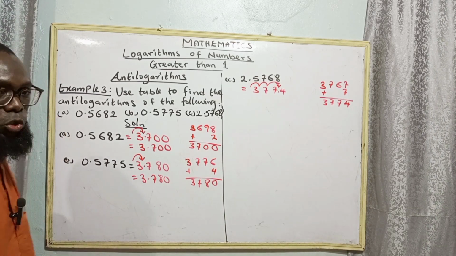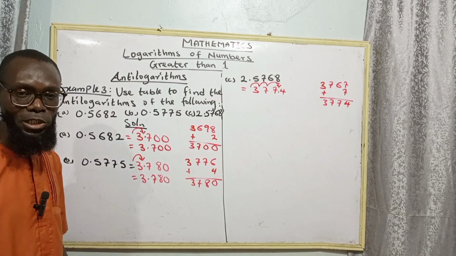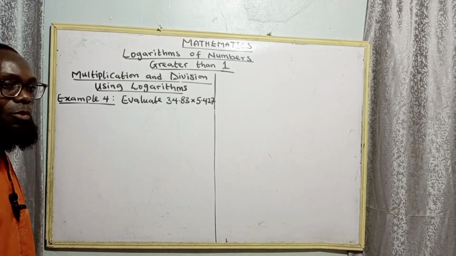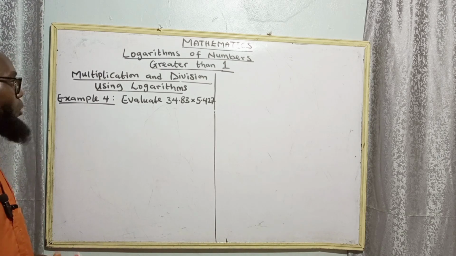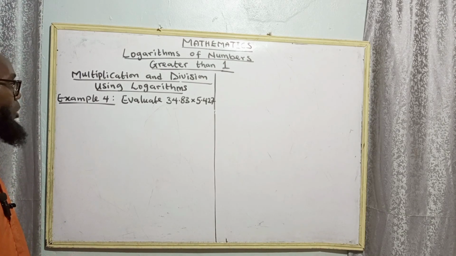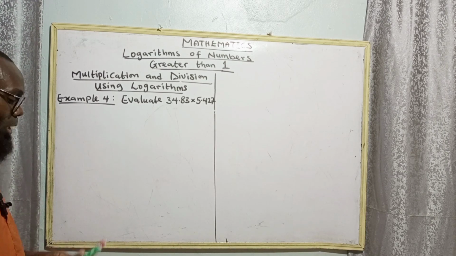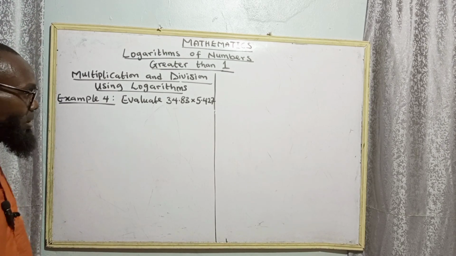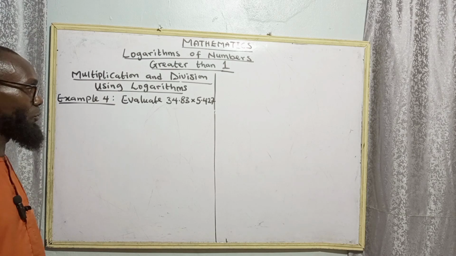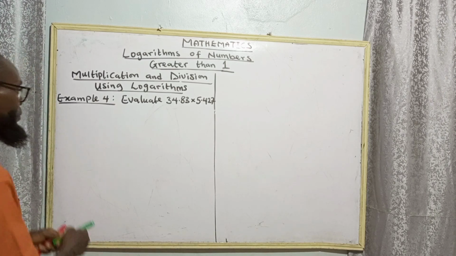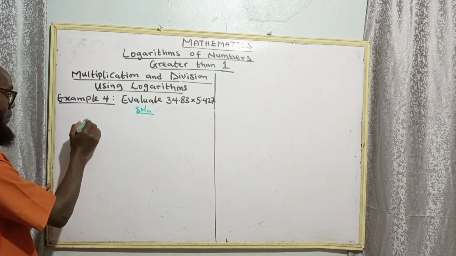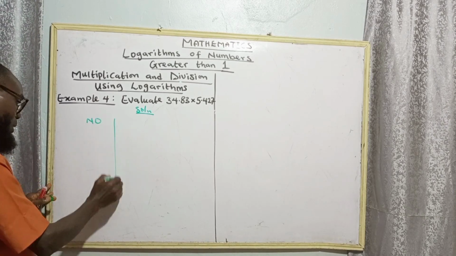Now we move on to multiplication and division using logarithms. Example 1, evaluate 34.83 times 5.427. So we're going to have number, log.